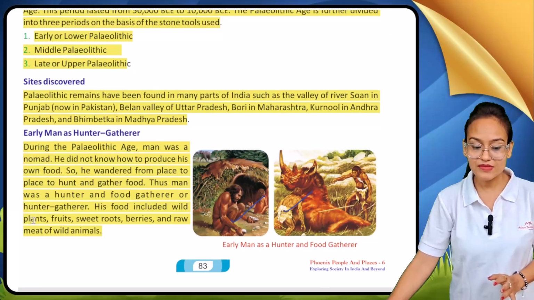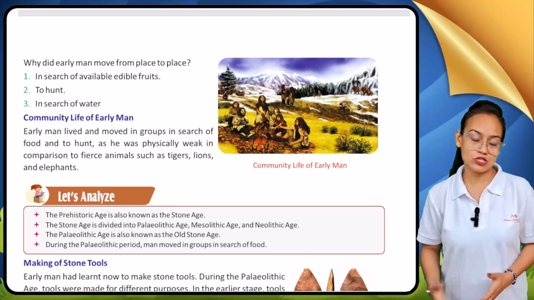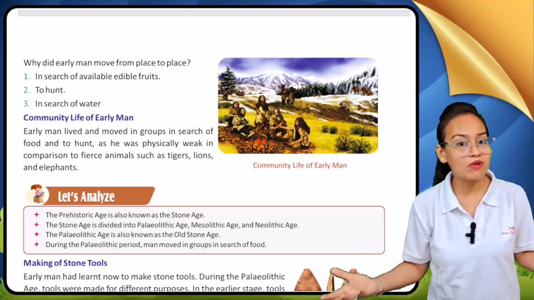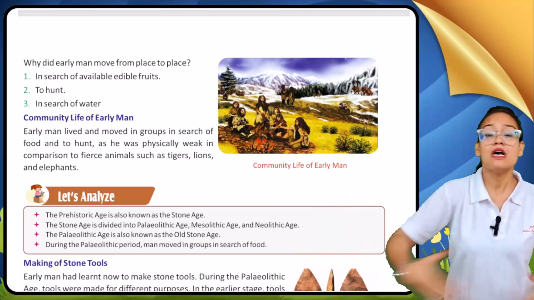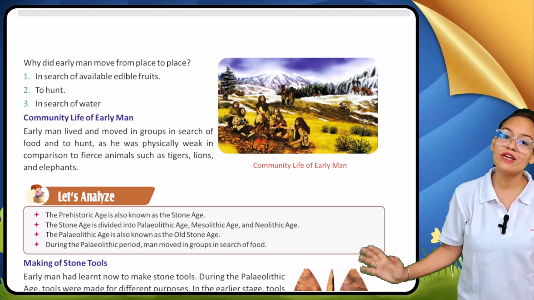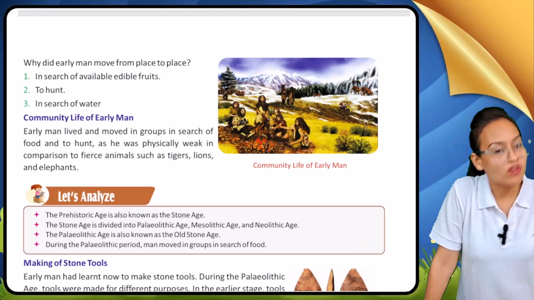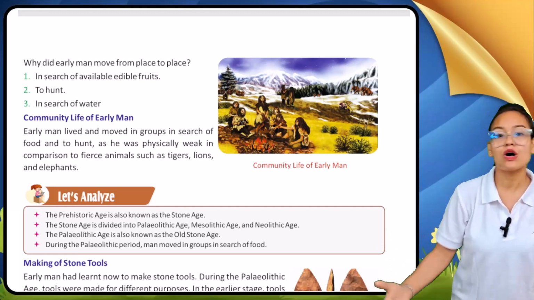Okay, now see, why did early man move from one place to another? Because they were in search of available edible fruits. If they lived in one place for a longer duration of time, the fruits they used to eat would vanish. Also, for hunting purposes and in search of water, they used to travel throughout the area.